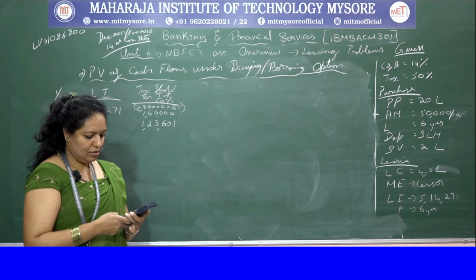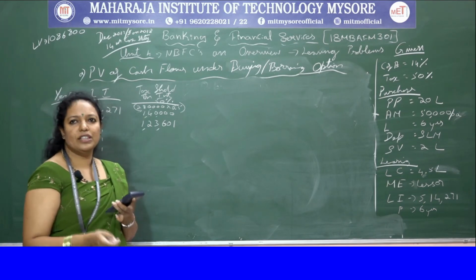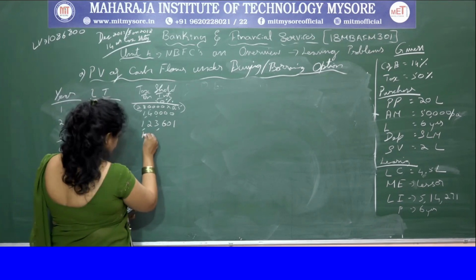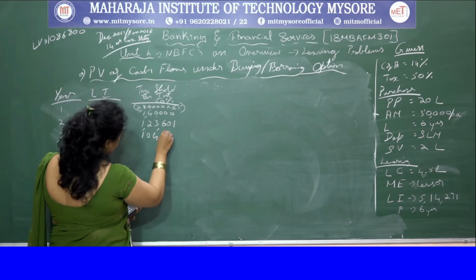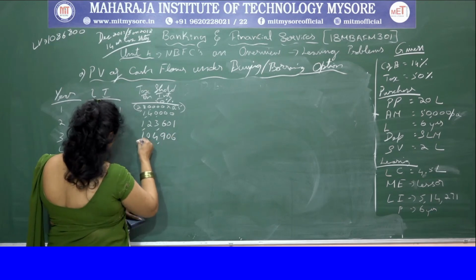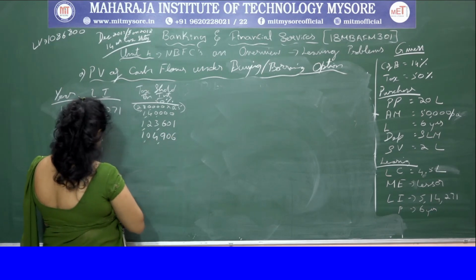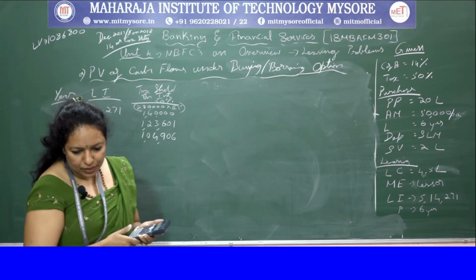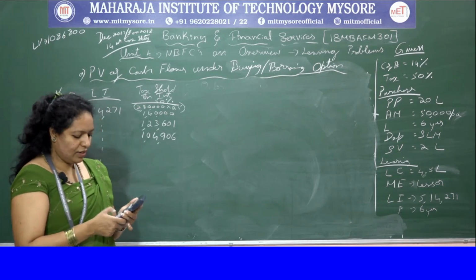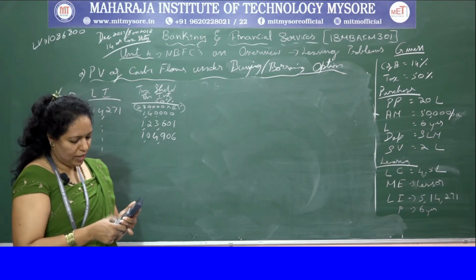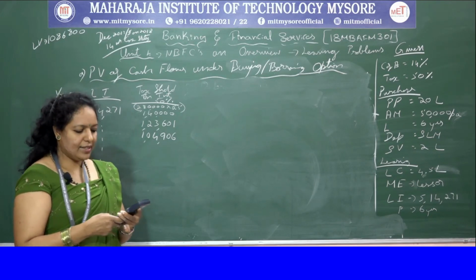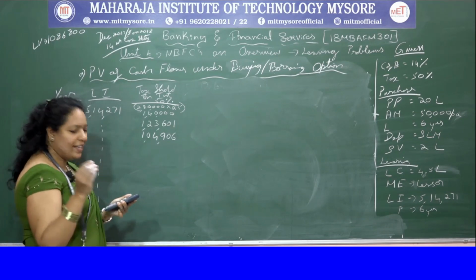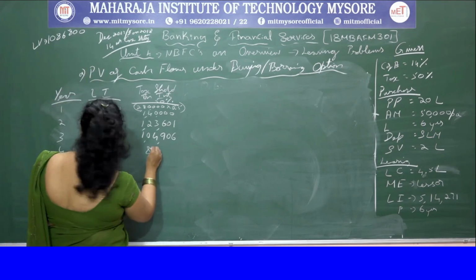2,09,812. So half of it, or 50%, is 1,04,906. So third year, 1,04,906. Okay, next. For the next year, the fourth one, the interest is 1,67,188. If you do half of it, or 50%, it is 83,594.